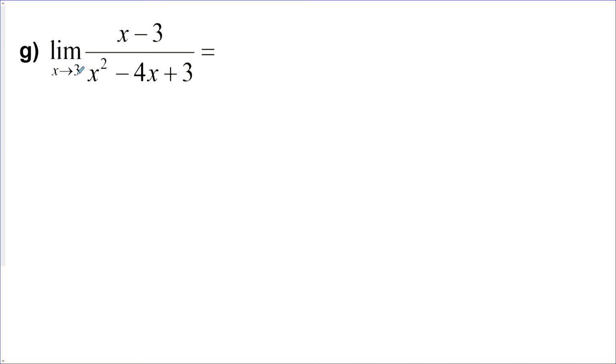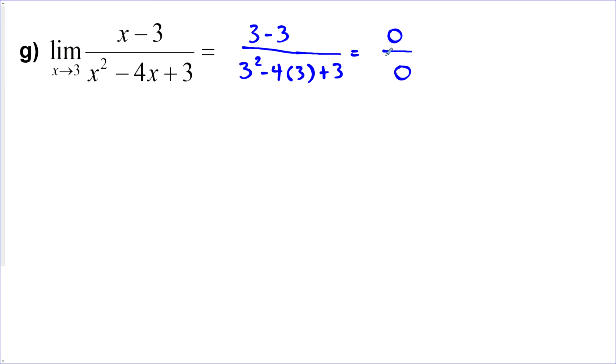Let's try this one. We'll let x go to 3, so we get 3 minus 3 in the numerator, and we get 3 squared minus 4 times 3 plus 3 in the denominator. So 3 minus 3 is 0, and 9 minus 12 plus 3 is also 0. Now I'll put that in quotations because we can't have that, and this does not work. So here's an example where we need to think of a different strategy to get around this problem.